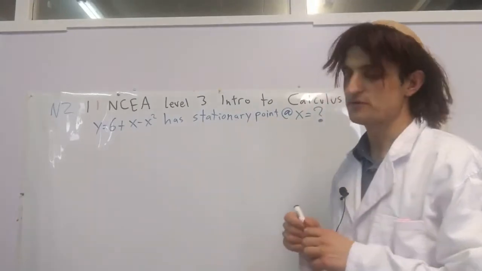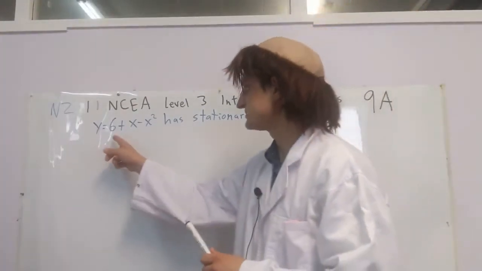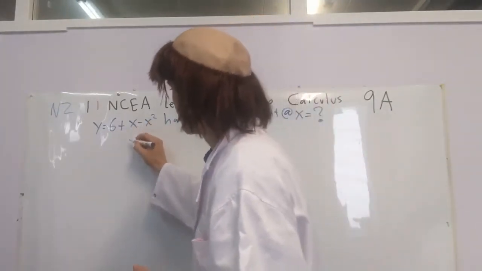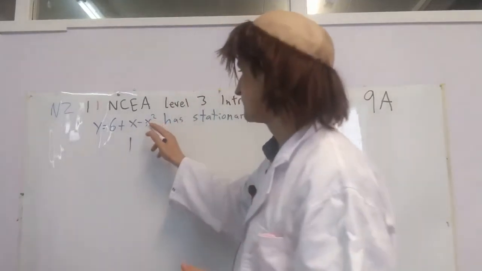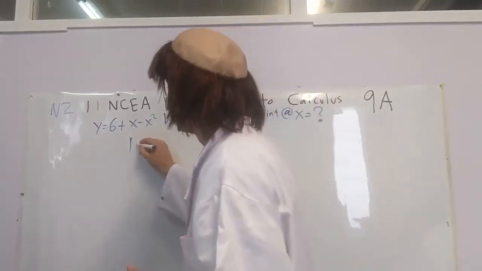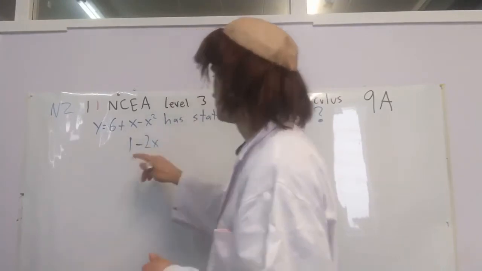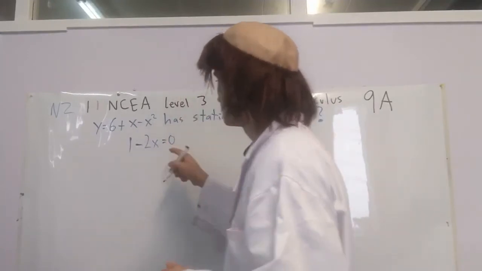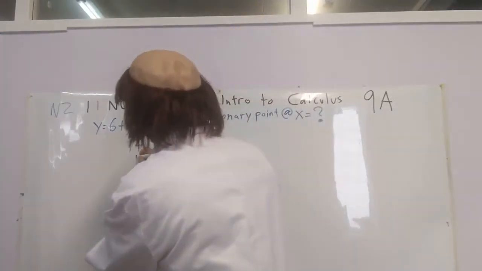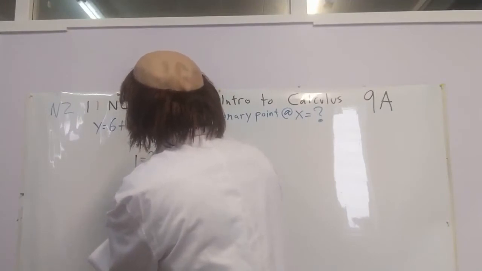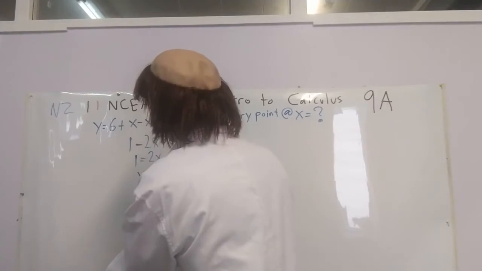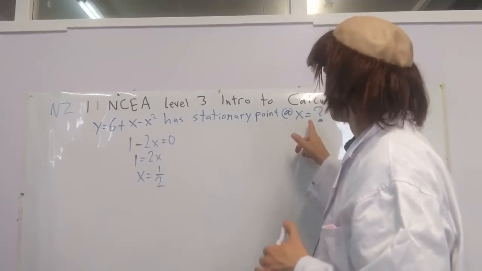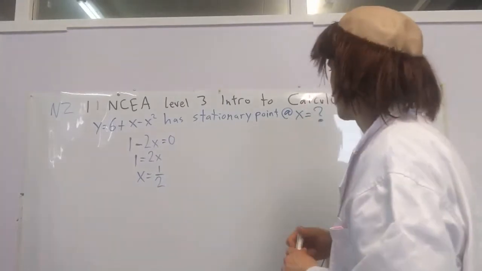This means that our derivative equals 0. So let's take the derivative. The derivative of 6 is 0, the derivative of x is 1. The derivative of negative x squared is negative 2x. This is our derivative. We set it equal to 0. Let's add 2x to both sides. 1 equals 2x. Therefore, x equals 1 over 2. This is the location. It's at x equals 1/2.